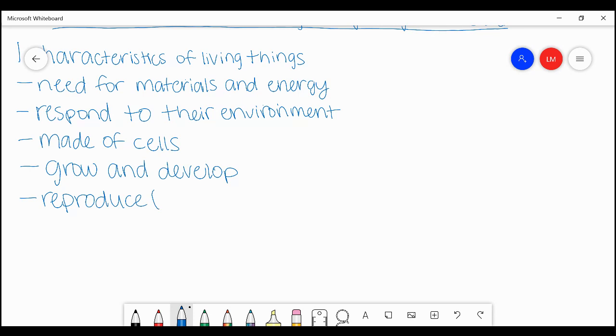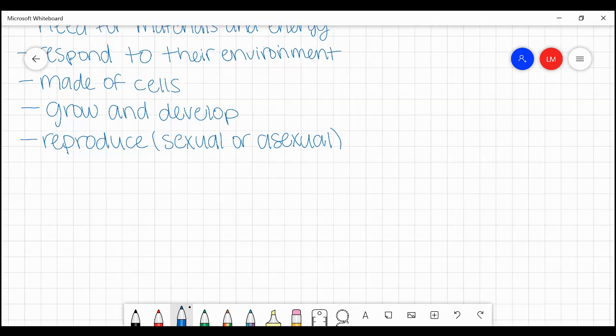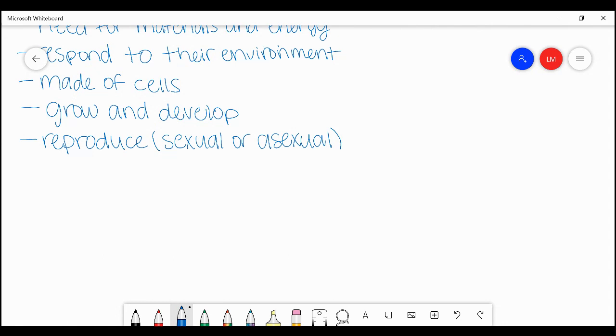And this could be that they do sexual or asexual reproduction. But we will talk more about those later in the year. All living things are made from a universal genetic code. What I mean here is DNA. All living things have DNA.